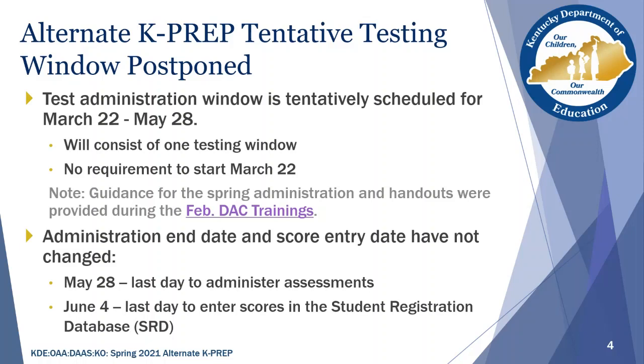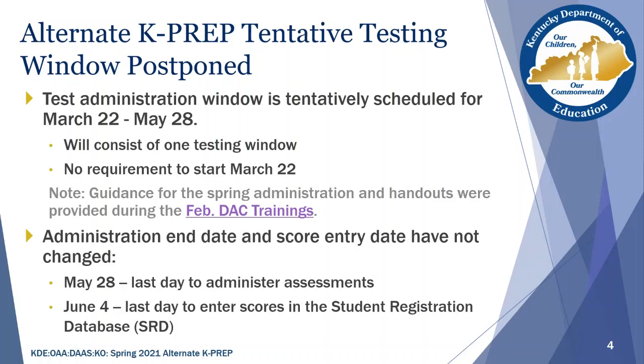At the time of this recording, the plan is to administer the assessment beginning March 22nd through May 28th. However, the start date of March 22nd is not mandatory, as we have always shared in years past. That is the first day that administration can begin. The end date is set at May 28th. However, districts reserve the right to stop testing before May 28th if they choose.